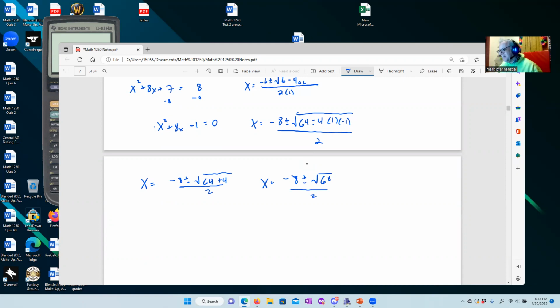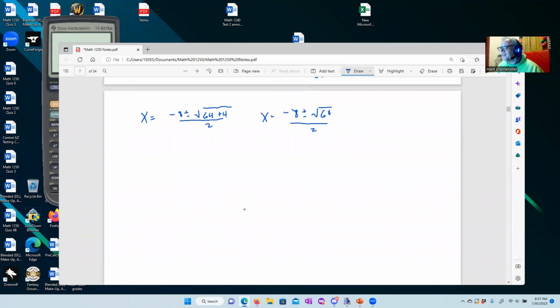Well, what's 68? 68 happens to be 4 times 17, okay? So this is x equals negative 8 plus or minus the square root. This is 4 times 17 here. Okay, 68 is 4 times 17. Right, that's 40 and 28. That'll make 68. Okay, all divided by 2.